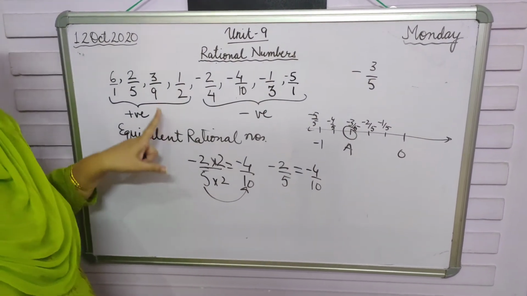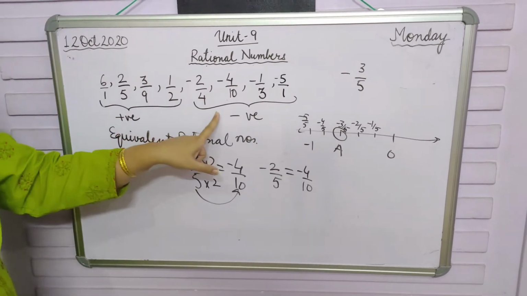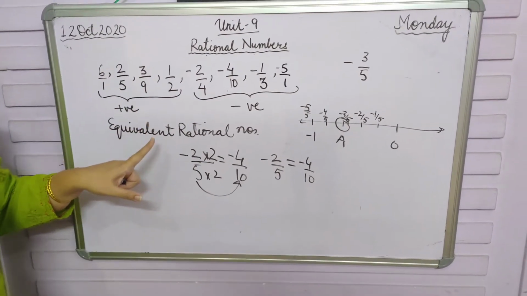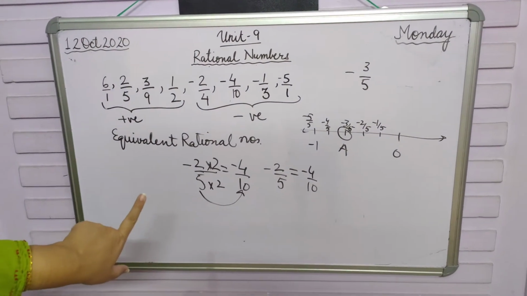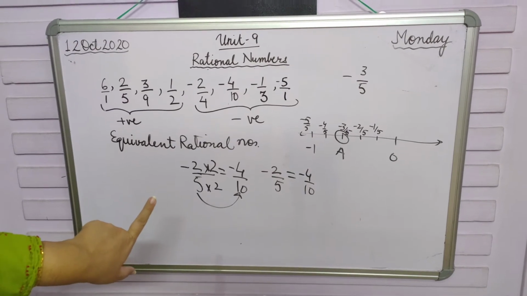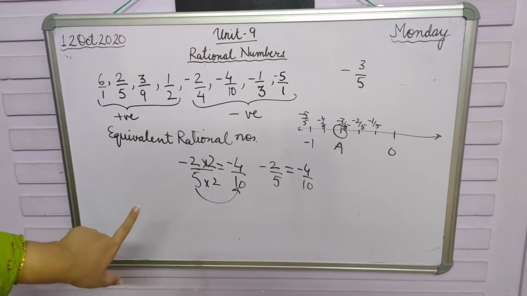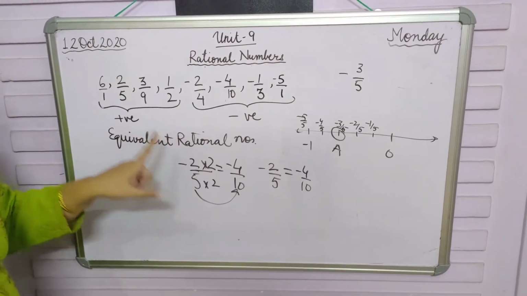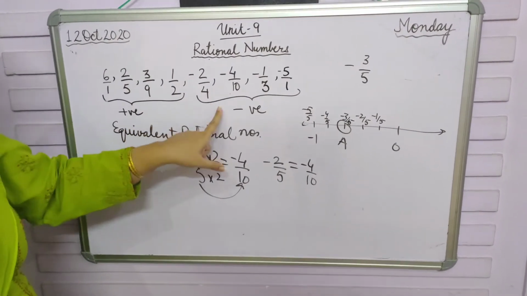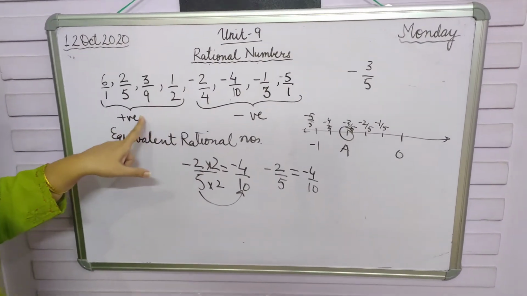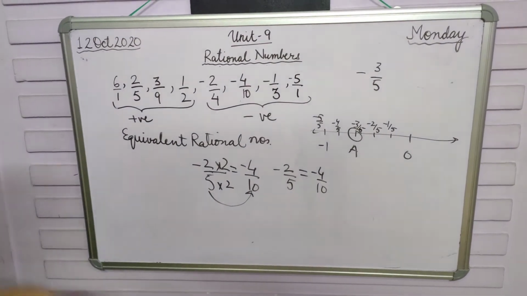Just like fractions, rational numbers can be added, subtracted, multiplied and divided. All operations can be done just like we do in case of fractions. You can also compare two rational numbers, and they can be compared just like fractions.